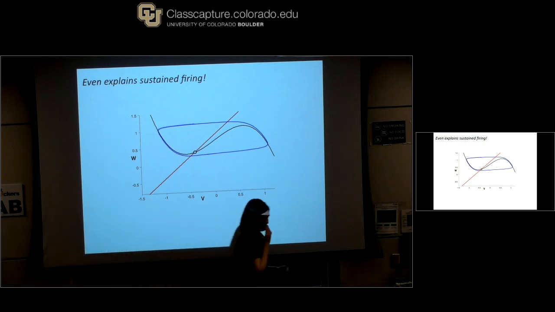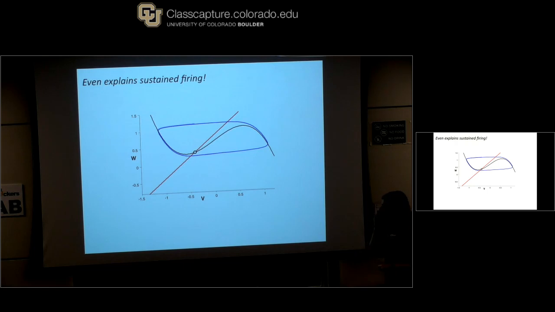Yeah? Does the stability of the fixed point say anything about the physical system? Yes, absolutely. Whether or not you're at a stable or an unstable fixed point will tell you something about whether or not your neuron has a baseline firing rate or not.